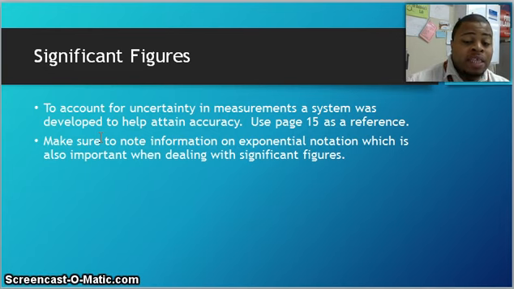Make sure also on that same page that you note what we use scientific notation, or exponential notation, as it's called in your textbook. It's on the same page right underneath those rules. Now, how we use that information, you can always go and read, but how we use that as far as our calculations.